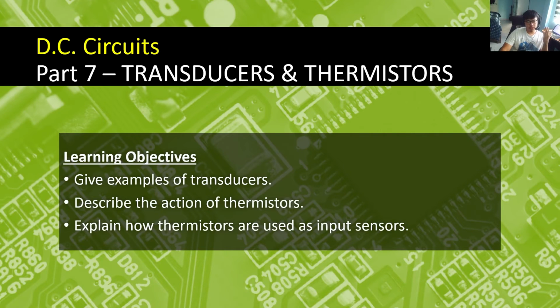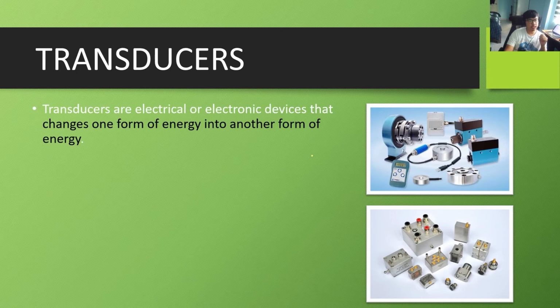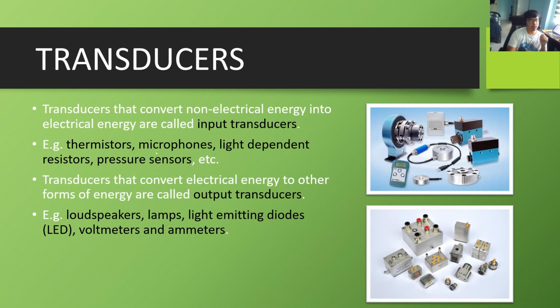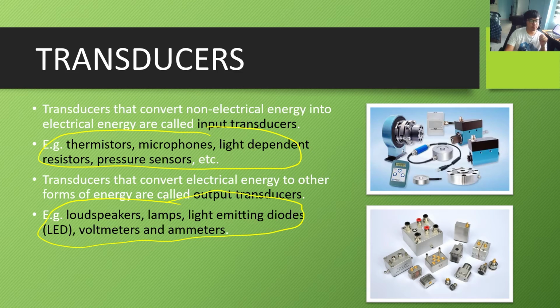Okay, so to summarize part 7, let's look at the learning objectives. You need to be able to give examples of transducers. So the examples are given here. There are 2 types of transducers. The input transducers listed out here. And also you have the output transducers listed out here.